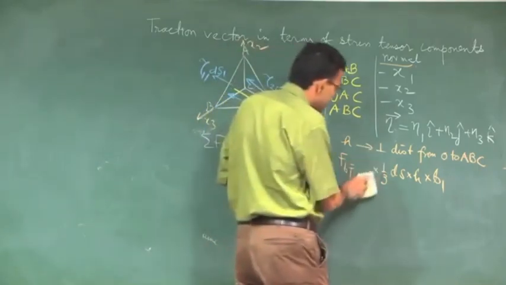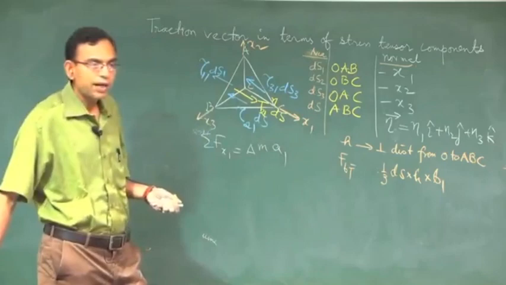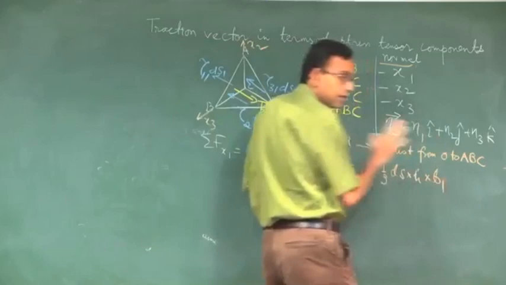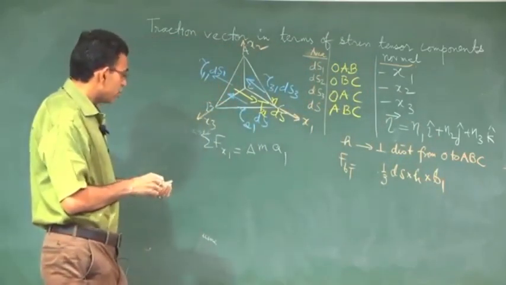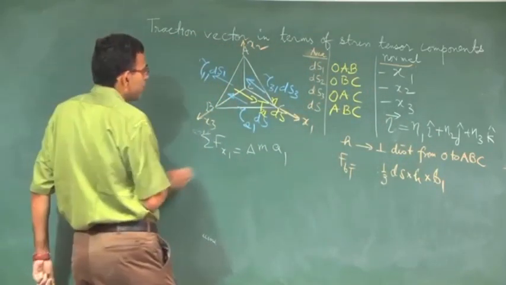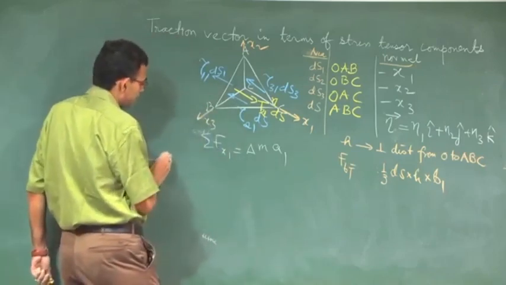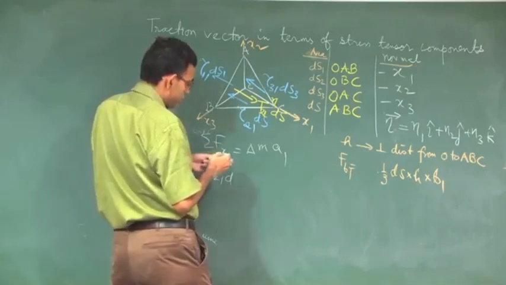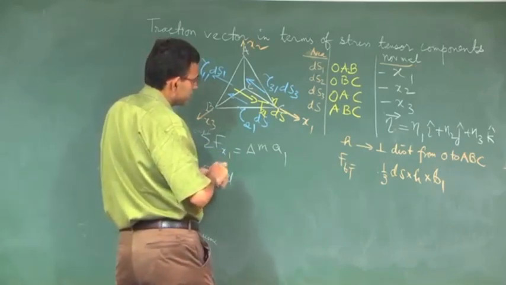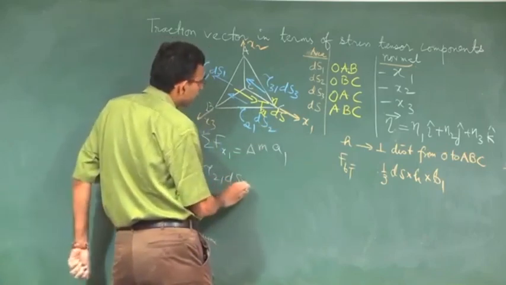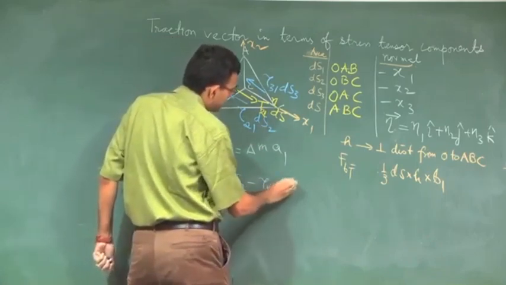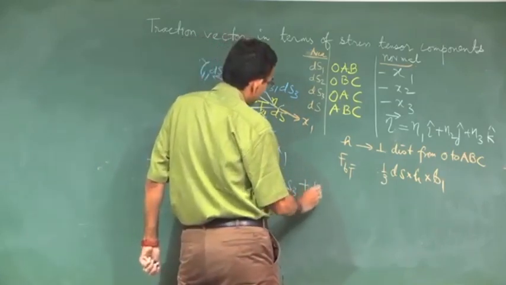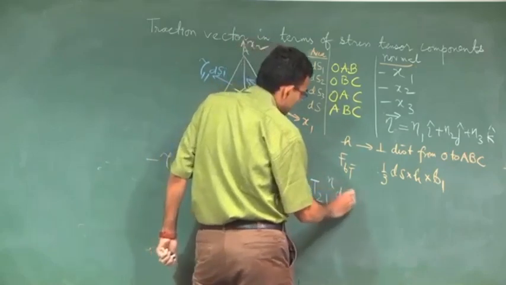Rho will not be there, right? We just consider this per unit volume, not per unit mass. So volume into B1. Okay. So then the force along x1 is minus tau 1 1 ds1 minus tau 2 1 ds2, sorry, ds2, minus tau 3 1 ds3 plus t2 1 ds, oh sorry.